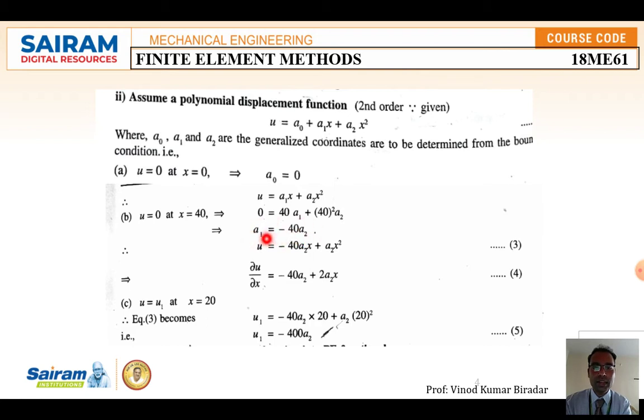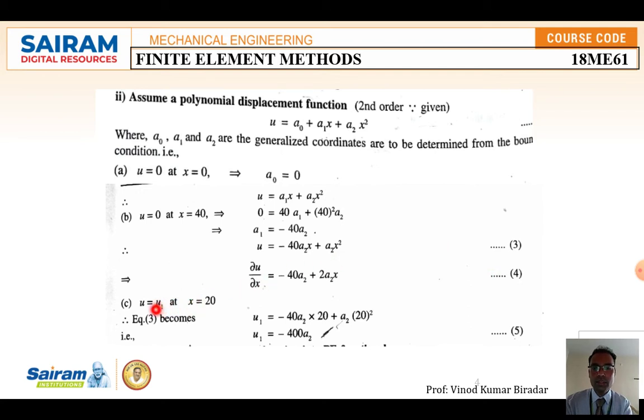These a1 and a0 values you have to substitute in this equation. So u is equal to minus 40 a2x plus a2x square, so you are going to get the polynomial function after substituting the boundary conditions. But our aim is to find dou u by dou x, so differentiate with respect to x. That is, dou u by dou x is equal to minus 40 a2, differentiation of x is 1, so minus 40 a2 plus 2 a2 x. Call this equation number 4 and the previous one equation number 3.